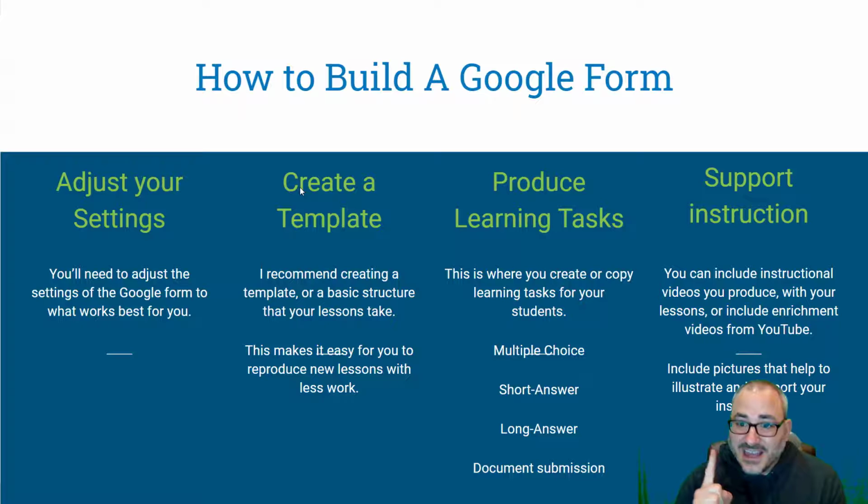So after you've built a template once and you've got a template you like going, you just make a copy of the Google form for the next lesson, take out the body, take out the learning exercises, and then just modify everything for the new lesson. And you're not reinventing the wheel each time. Most of you've already done it. So that's creating a template.